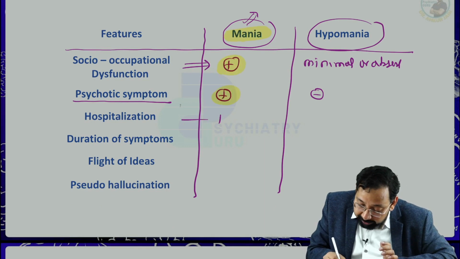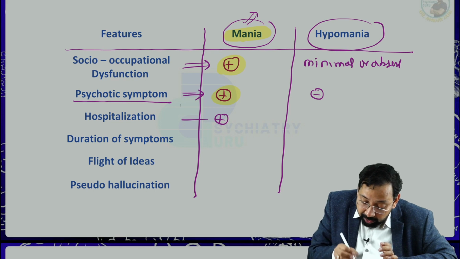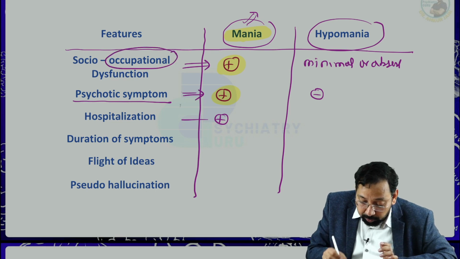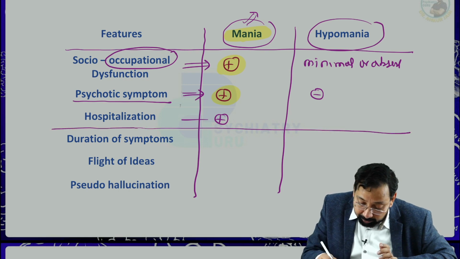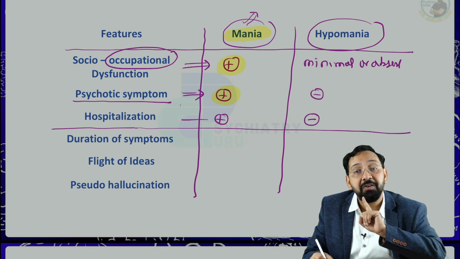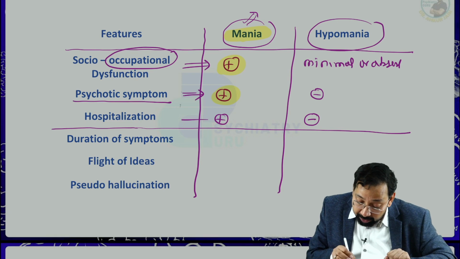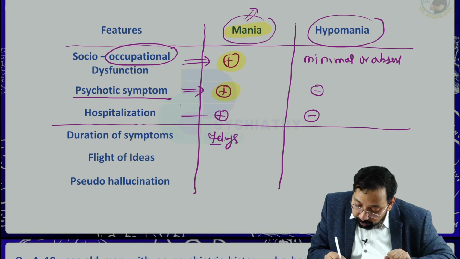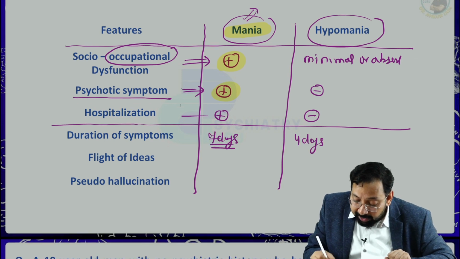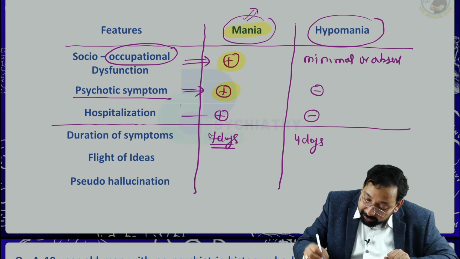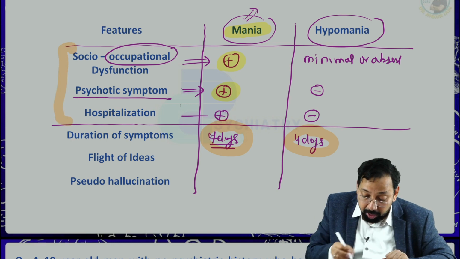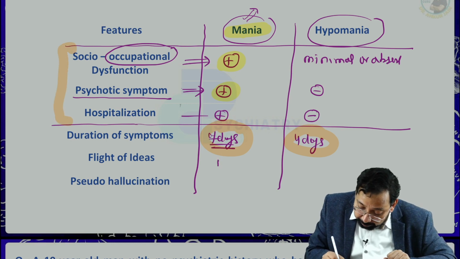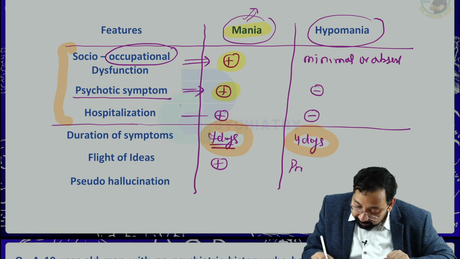Now, hospitalization is present. If hospitalization is there, the patient would not go to occupation, so definitely socio-occupational dysfunction would be there. The answer would be mania. In hypomania, hospitalization is not required. Symptoms are not so severe as to hospitalize the patient. Duration of symptoms, 7 days, 4 days. We remember this as the main criteria, but actually this is not the main criteria. Main criteria are these. Other criteria: flight of ideas present in hypomania, prolixity.